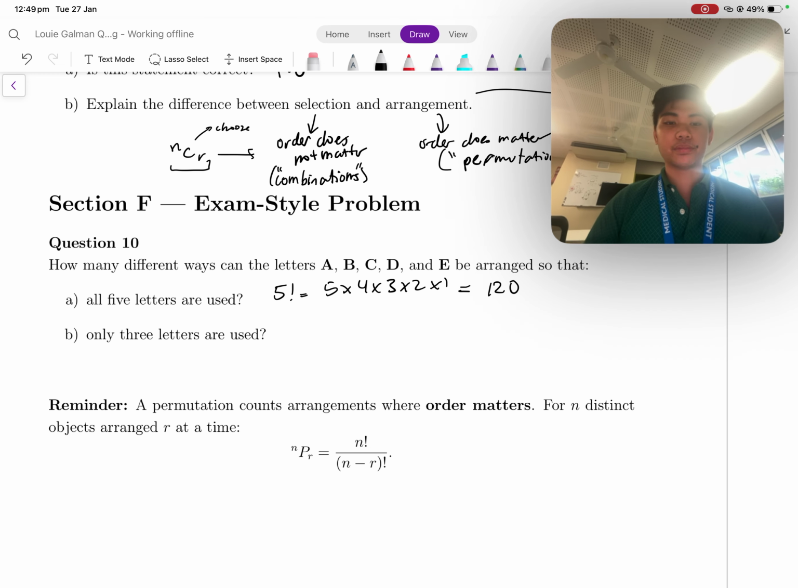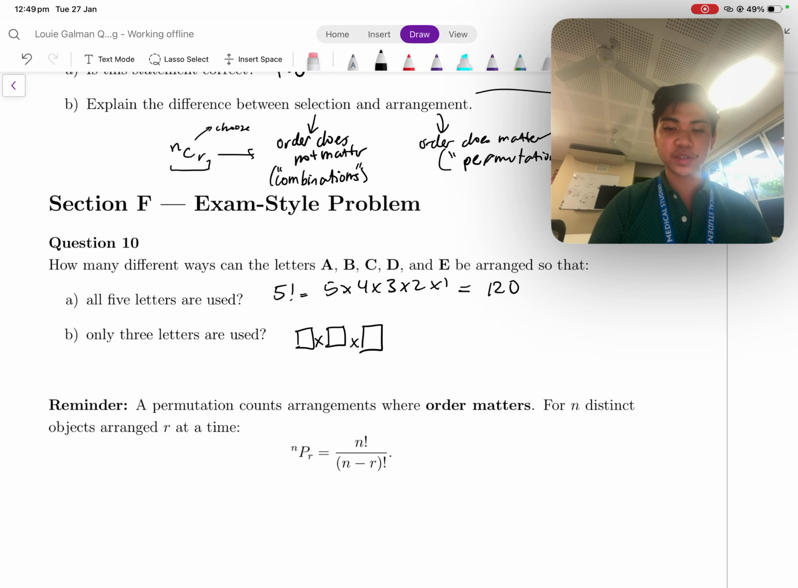And then part B, if only 3 letters are used, again, I'll just repeat the box method. Never fails for me, personally. So 5 times 4 times 3, which is going to give me 60.